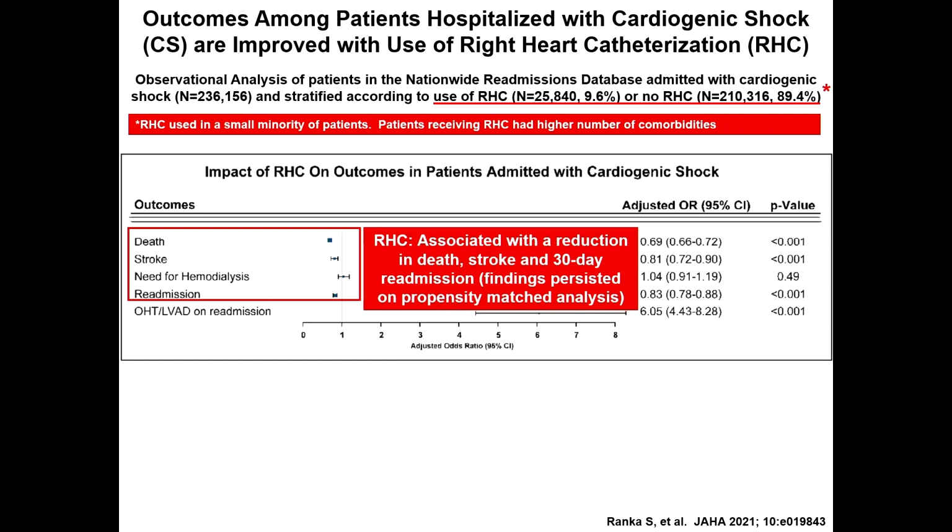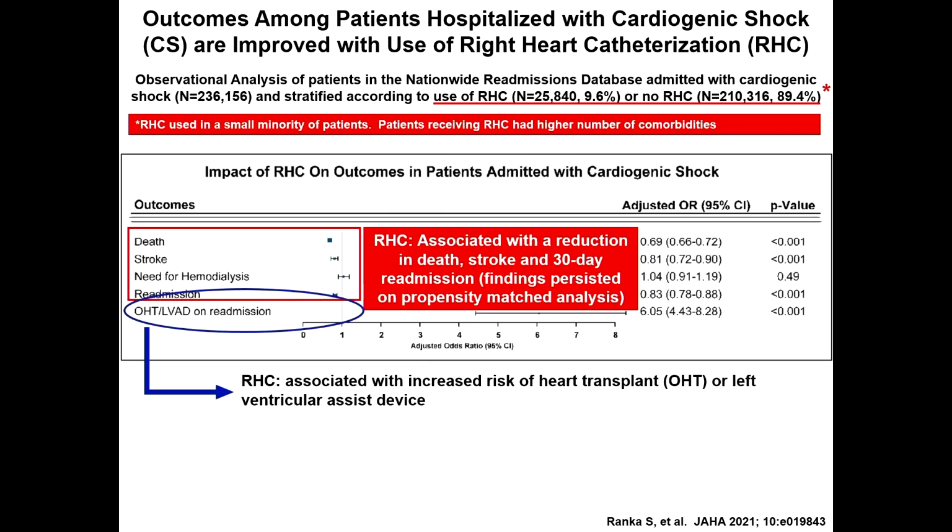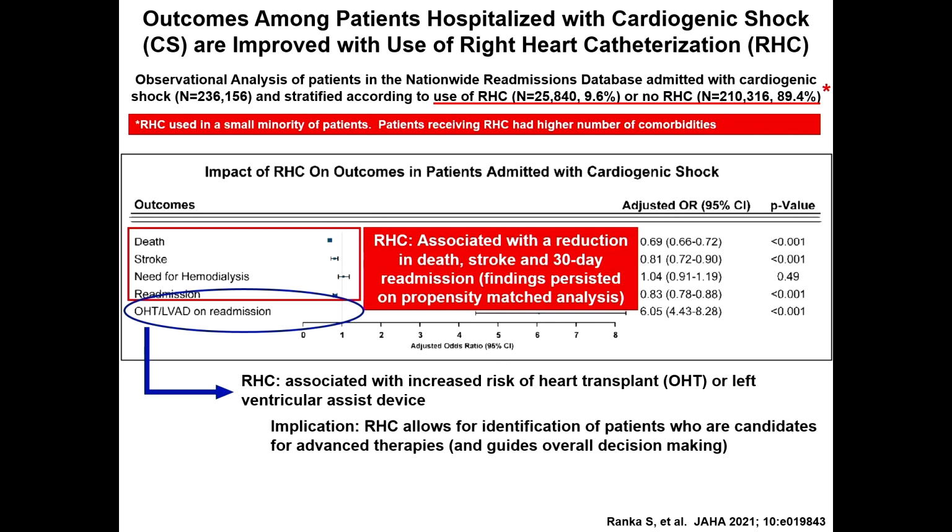You can see that right heart catheters were associated with a reduction in these outcomes, and these persisted with propensity-matched analyses when they matched people based on their comorbidities. This is an interesting finding here, that right heart catheter was associated with an increased risk of transplant or LVADs, and I don't want you to stop and scratch your head and say that means that heart catheters are dangerous. Quite the opposite. The implication here is that right heart catheters allow us to better identify patients who might be candidates for these types of therapies and guide our overall decision-making process.